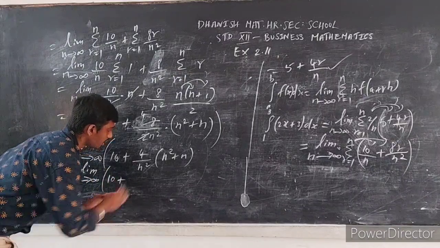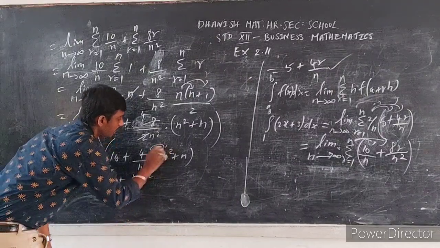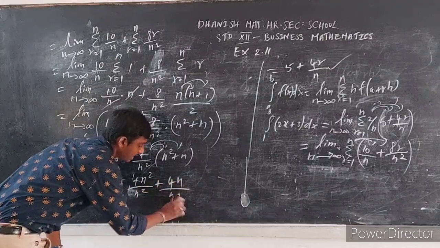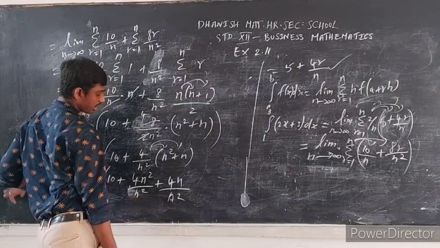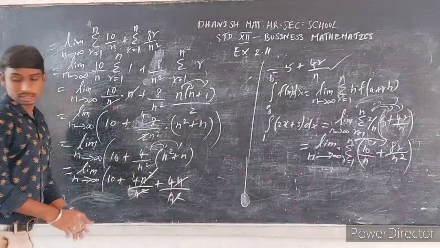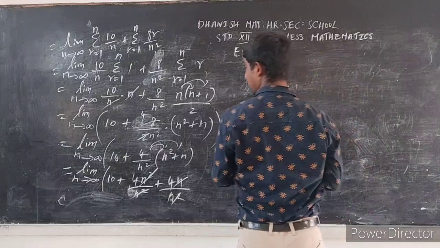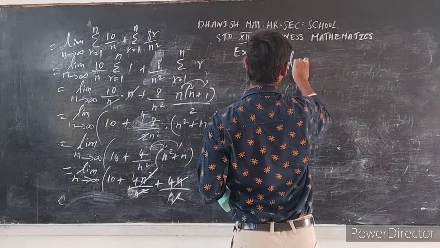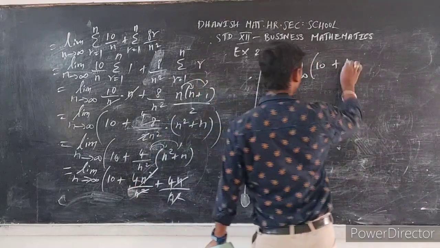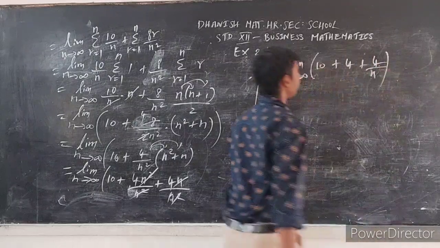10 plus, going to multiply this one here, 4n square. Multiplying this one: 4n square divided by n square plus 4n divided by n square. Now we are getting here, this n square and n square will be cancelled, and this n and n square will be. So what are the remaining values here? So limit n tends to infinity, 10 plus 4 plus 4 divided by n.